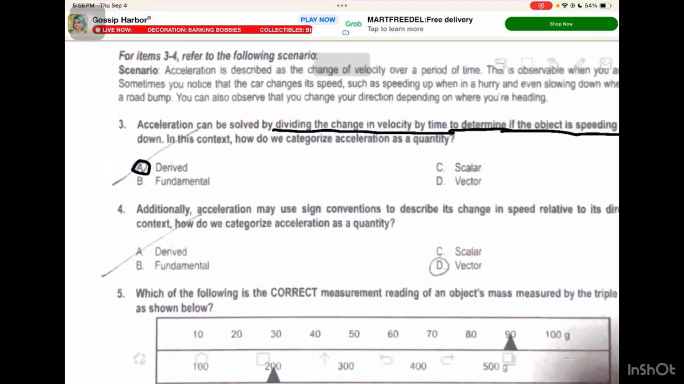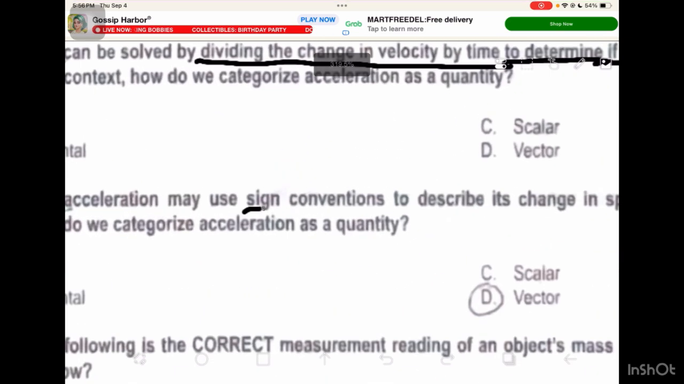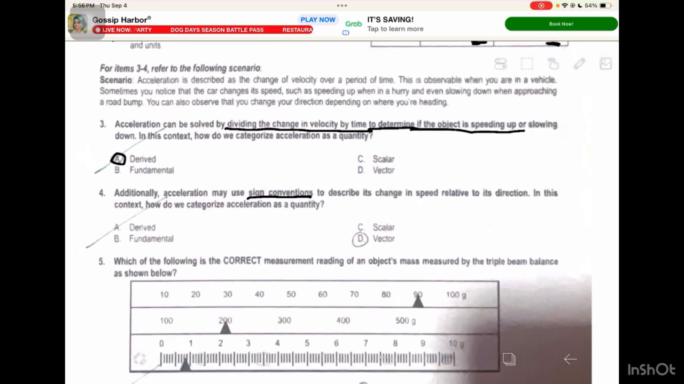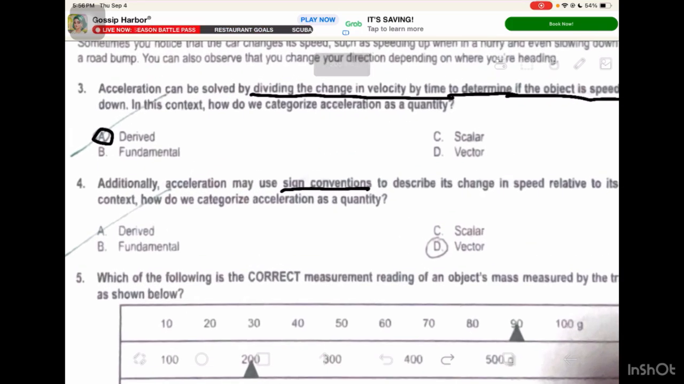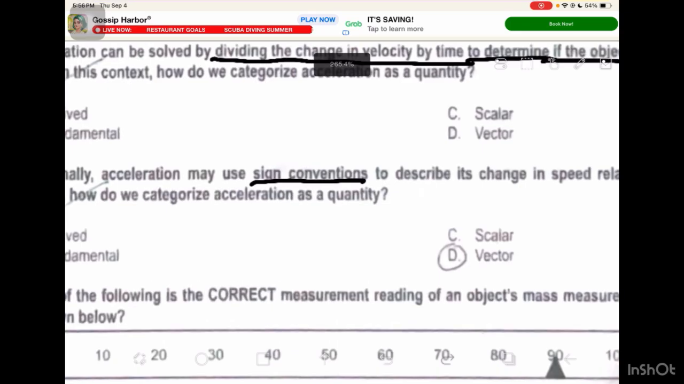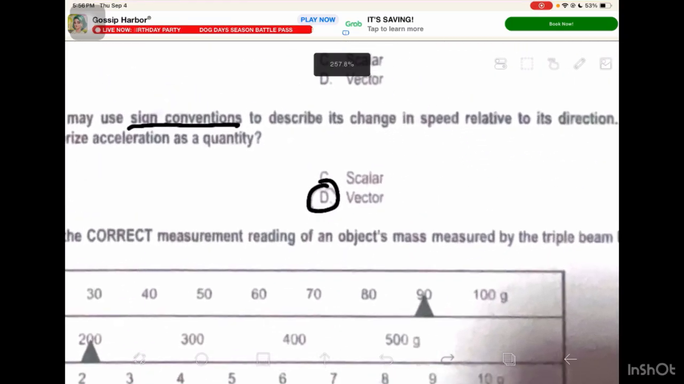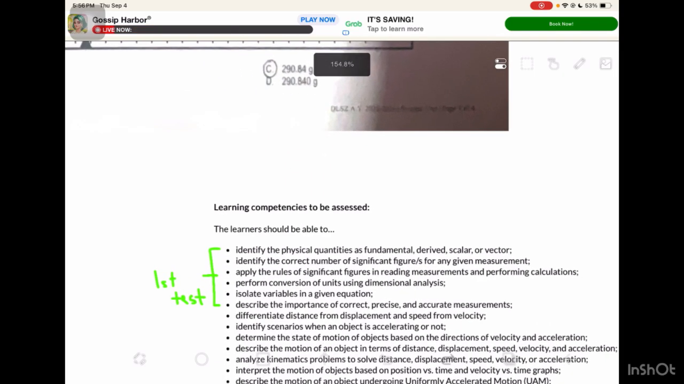Additionally, we may use sign conventions to describe its speed relative to its directions. In context, how do we describe the acceleration as a quantity? Like I said, sign conventions or directions is a fundamental principle of vector quantities. So therefore, vector quantities is the correct answer here.